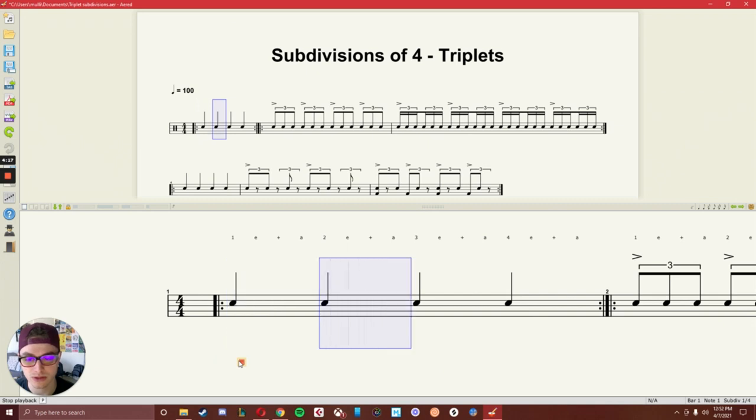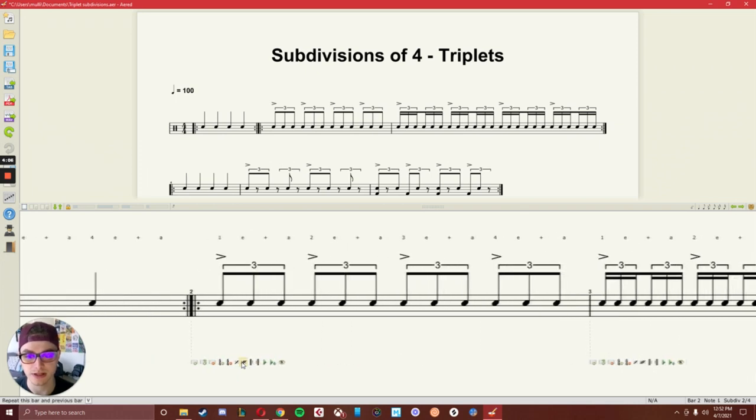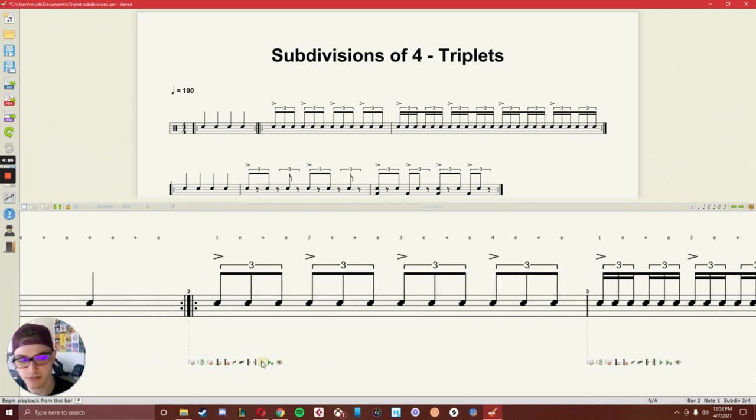1, 2, 3, 4. Just to give you a baseline, this is how the piece is going to play out. That is the pulse. And then what we're going to do, we'll move on.